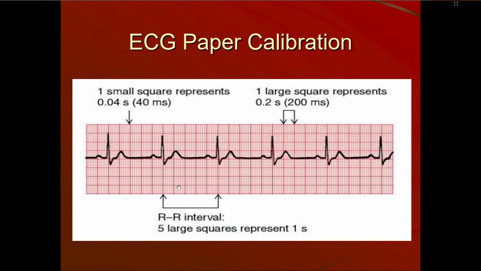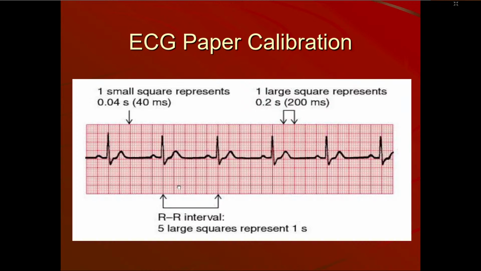So these are the normal durations. We know one small square is 0.04 seconds, and one small square in height, that is a voltage we calculate, 0.1 millivolts. So 10 small squares is 1 millivolt. That is important. And there are 5 small squares in one big square. So one big square is 0.2 seconds.